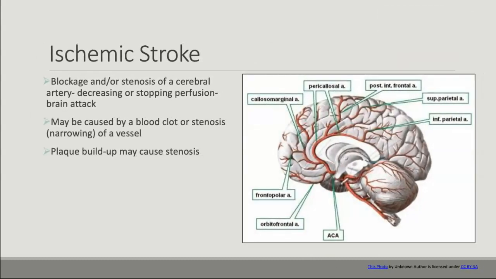So we'll talk first about ischemic stroke. This means there's a blockage and or stenosis of a cerebral artery, which is decreasing or stopping perfusion to the brain. So you get that brain attack, okay, or stroke. This can be caused by a blood clot that travels or has developed in the vessel, or it can be caused by stenosis, so that plaque buildup in the arteries that's caused by high-fat diets, lots of cholesterol, right? We have that atherosclerotic buildup or that plaque buildup that narrows the vessels and decreases perfusion.